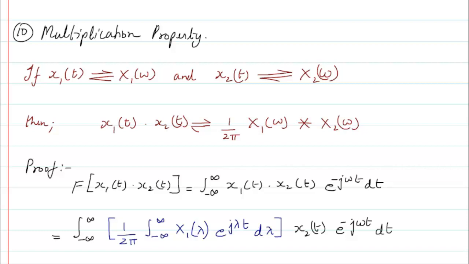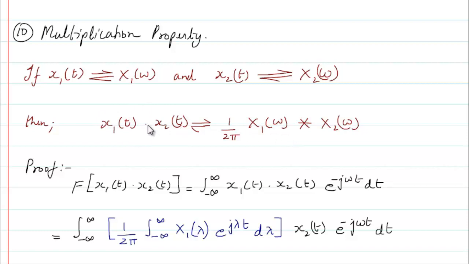Next property is the multiplication property, the 10th property. This particular property says that if you have two functions with the Fourier transform x1 of t leading to X1 of omega and x2 of t leading to X2 of omega, then if you multiply them in the time domain, it will result in convolution in the frequency domain, multiplied with 1 by 2 pi. You can see how interesting this is: when you multiply in time, you get convolution in the frequency domain, and in the previous property, when you convolved in time domain, you got a multiplication in the frequency domain, isn't it?